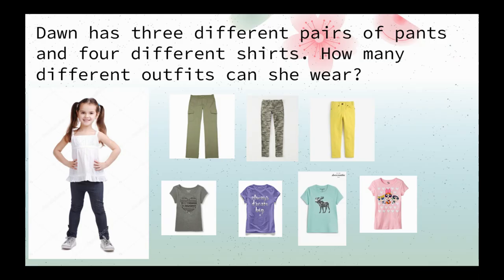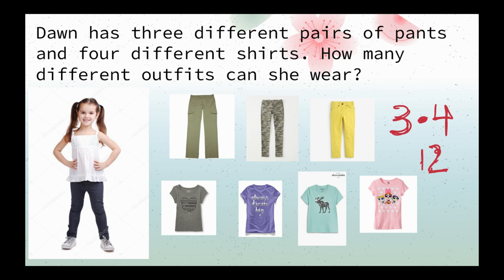So we've got little Dawn here. She has 3 different pairs of pants and 4 different shirts, and we want to know how many different outfits can she make. Now we are going to assume that every shirt can be worn with every pair of pants. And we just want to find different outfits, okay? So what we're going to do is take the total possible pants that she has, and the total shirts that she has, and multiply them together. So we're going to multiply 3 times 4, and we're going to get 12. So it should be that those are the total possible combinations of outfits that she can make.